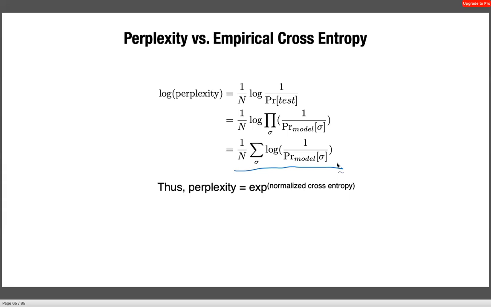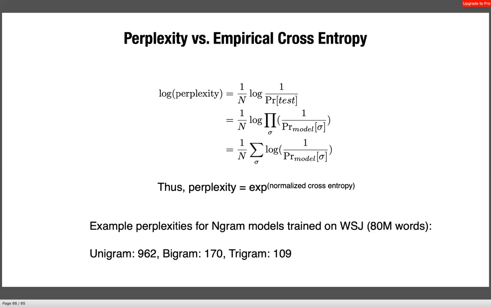Commonly, for perplexity, the log is to the base of 2. So instead of exp, it's usually 2 raised to the normalized empirical cross entropy. And because it's base 2, the quantity perplexity is also referred to as the number of bits. Here are some example perplexities for Ngram models. You can see that as you go from a unigram to a bigram to a trigram model, the perplexity reduces very quickly. There's a large drop going from unigram to bigram models, and then the drop is more gradual. But the lower the perplexity, the better your Ngram model.